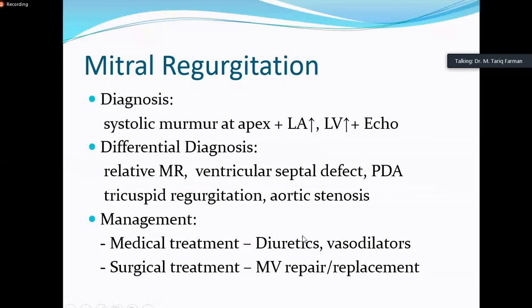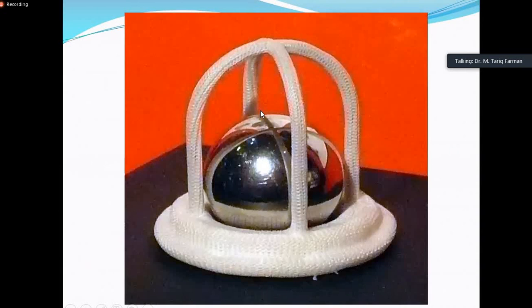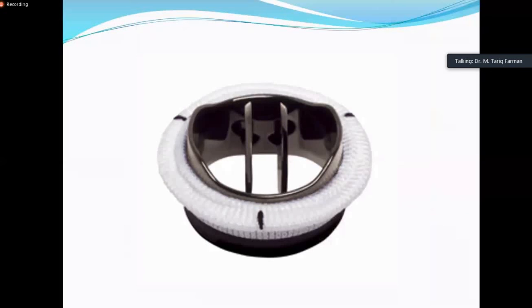Medical management includes diuretics. Surgical treatment includes mitral valve repair, and when needed you have to replace the valve with a metallic or tissue valve. So this is a bileaflet valve. In severe mitral regurgitation, you have to replace, and most of the time it's metallic. This is another metallic valve, but it has become obsolete now, and usually we are using this bileaflet Medtronic Hall metallic valve.